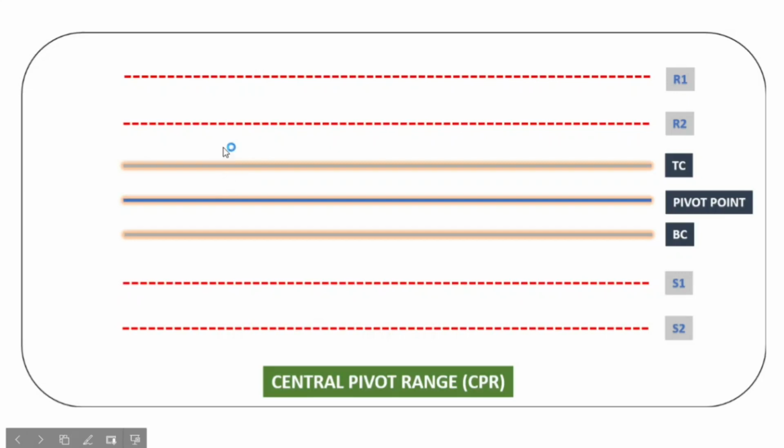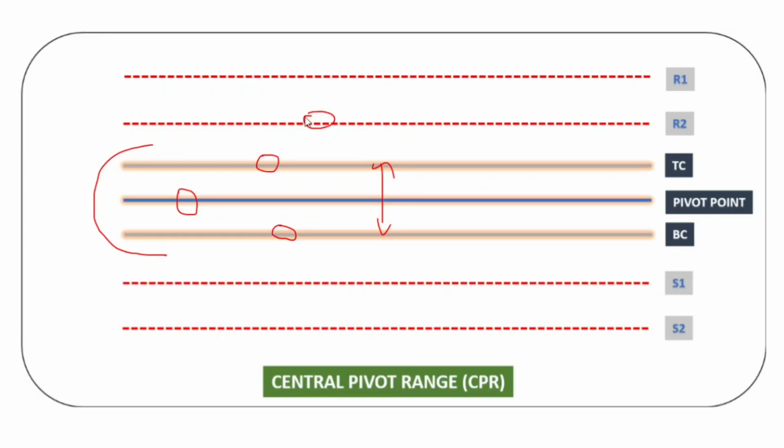You can see here how CPR and pivot points look in your chart. This is called the central pivot range. This is the central pivot line. This is called the top CPR. This is called the bottom CPR. This is the CPR range. This is what is called CPR. So this is the top CPR, this is the bottom CPR, and this is the central pivot line.